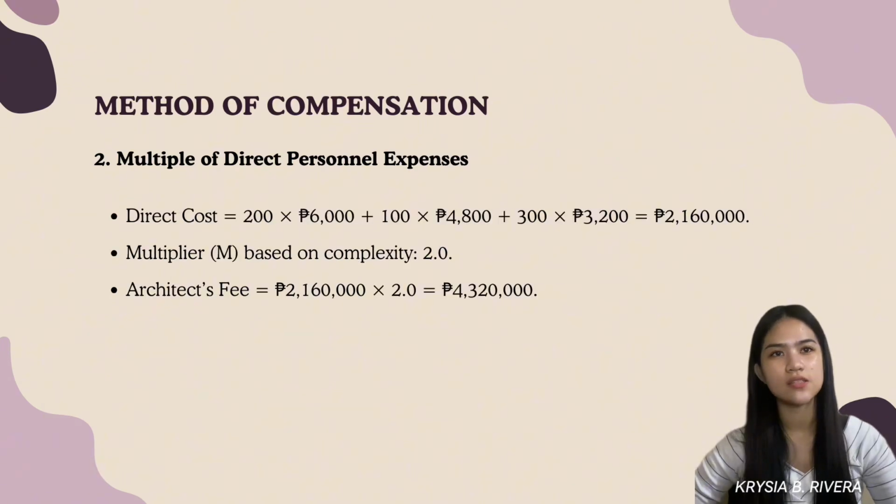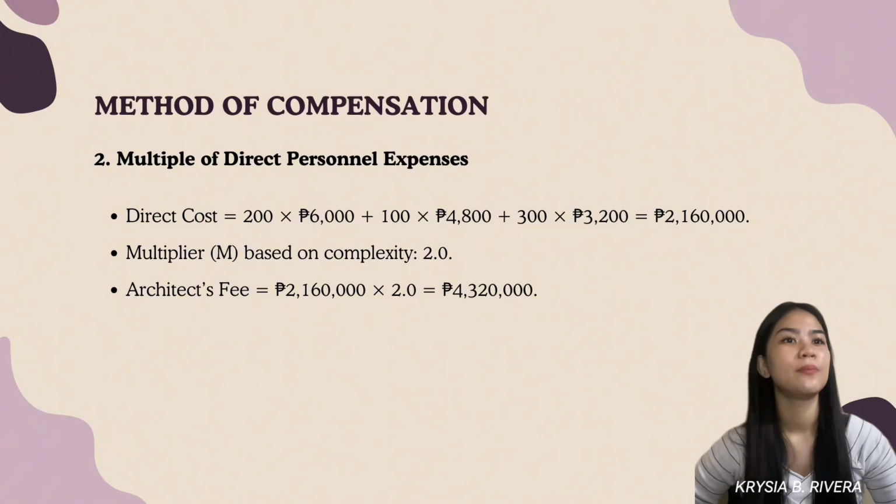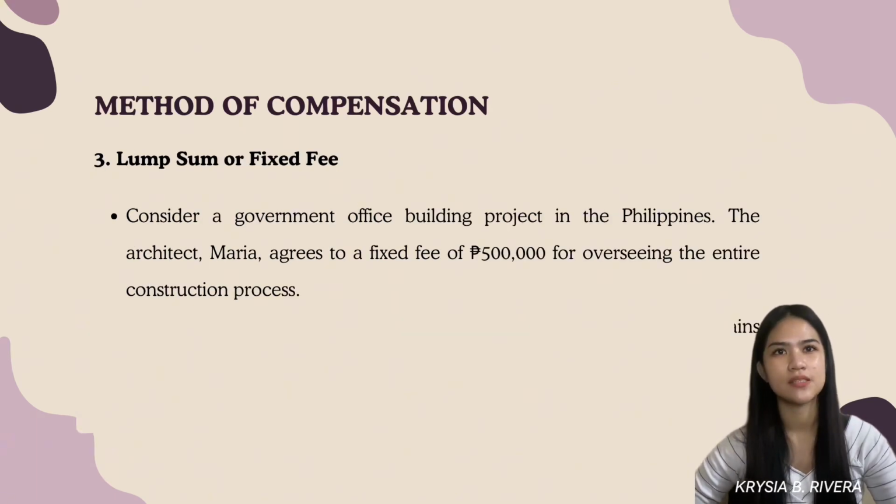So the direct cost is 200 times 6,000 plus 100 times 4,800 pesos plus 300 times 3,200 pesos, which all equals 2,160,000. The multiplier based on complexity is 2.0. So the architect's fee is equal to 2,160,000 times 2.0, which equals 4,320,000. Reimbursable expenses for travel, printing, etc. are charged separately.